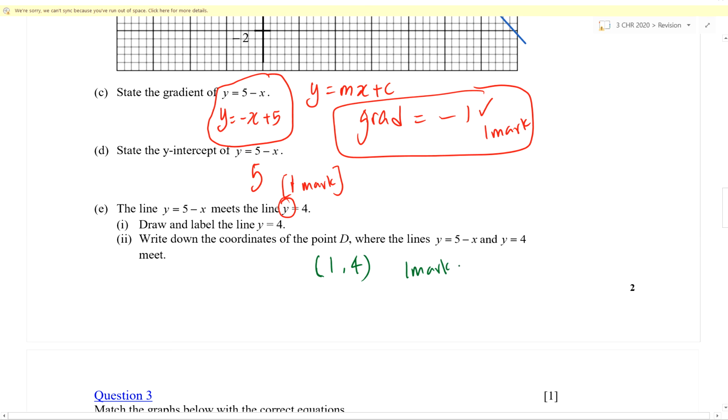Total we've got 1, 2, 3, 4, 5, 6, 7, 8. 8 marks again. Total. 2 more questions to go.